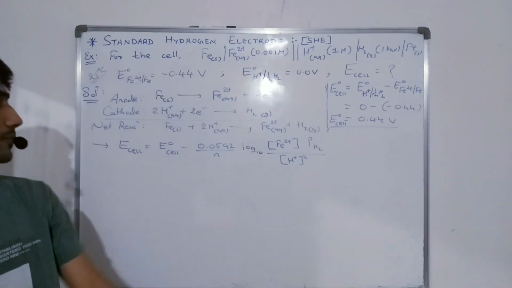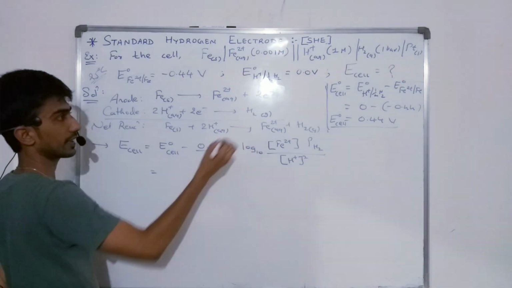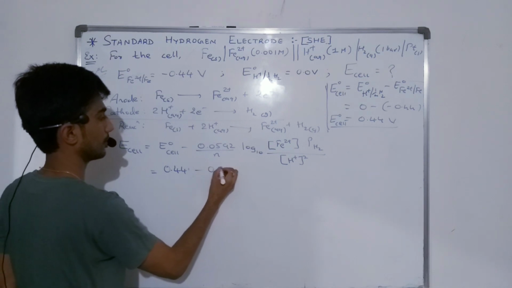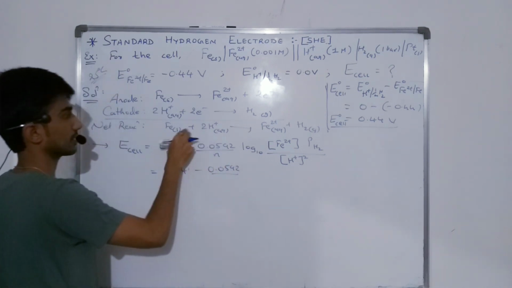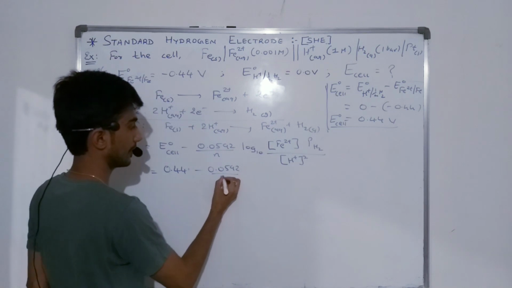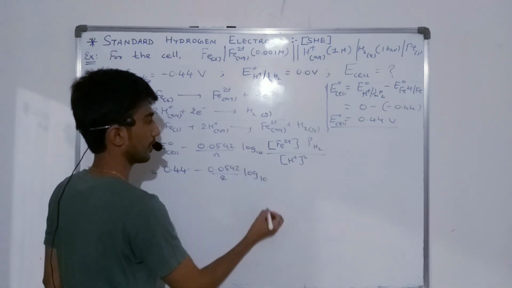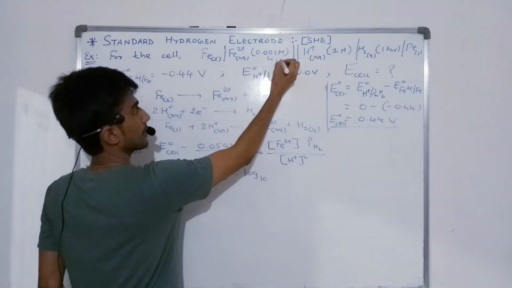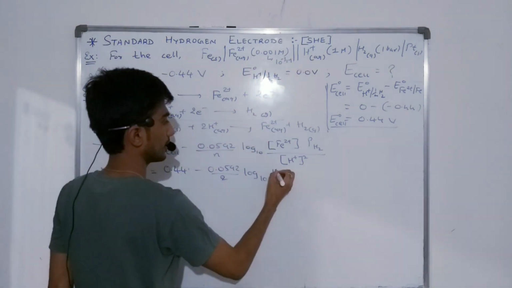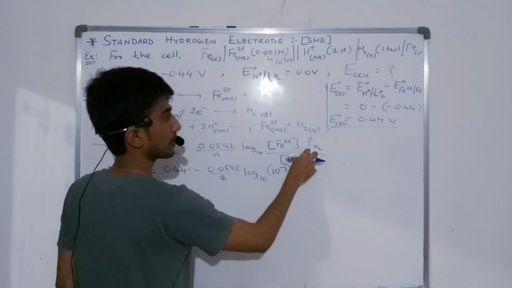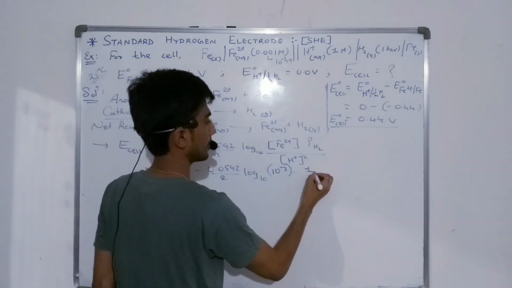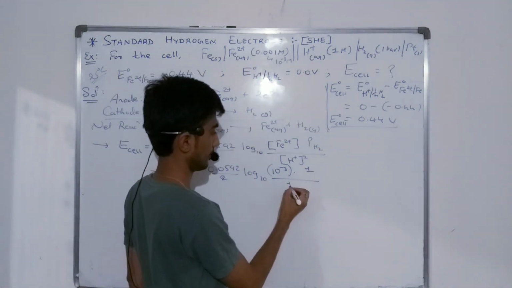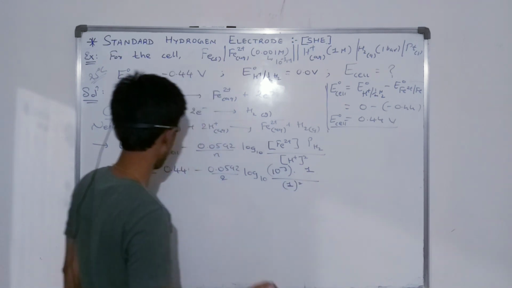Substituting the values, E naught cell we are having the value 0.44 minus 0.0592 upon n. What is number of electrons exchanged or lost or gained? It is 2. Log base 10, concentration of Fe2 positive is 0.001. Again we can write it as 10 raised to minus 3 molar. Partial pressure of hydrogen is 1 bar upon concentration of H plus, that is also 1 molar, the 1 square.